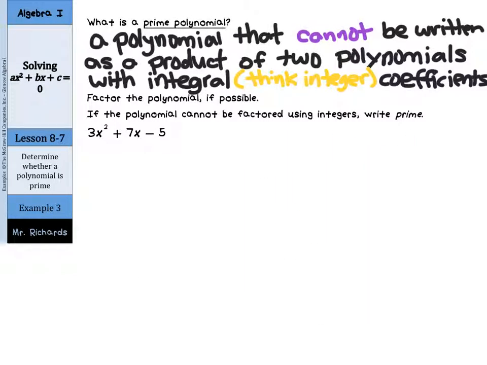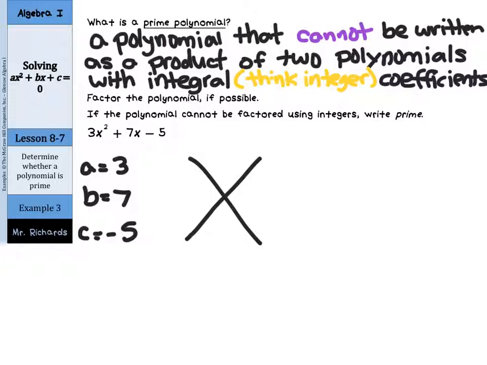In example 3 here, we need to ask ourselves, what is the definition of a prime polynomial? That is a polynomial that cannot be written as a product of two polynomials with integral, think integer, coefficients. So basically, if you look at this example, 3x squared plus 7x minus 5, our A is equal to 3, our B is equal to 7, and our C is equal to negative 5. And you don't necessarily know these before you see these. Some of these questions that you may be solving will be prime. You just don't always know that.